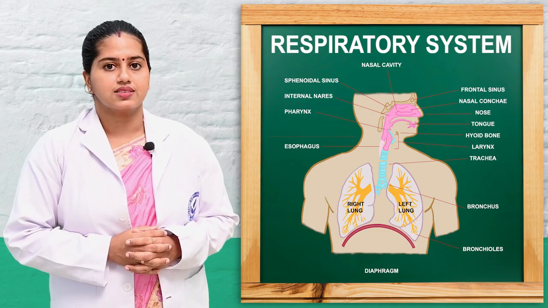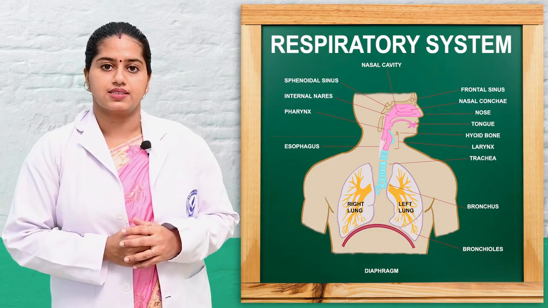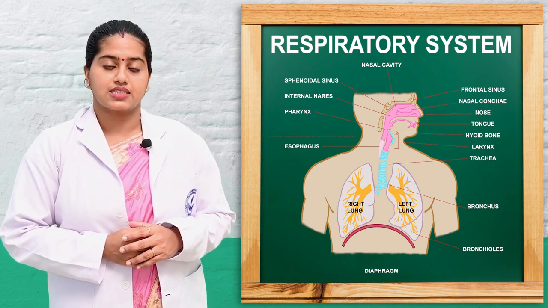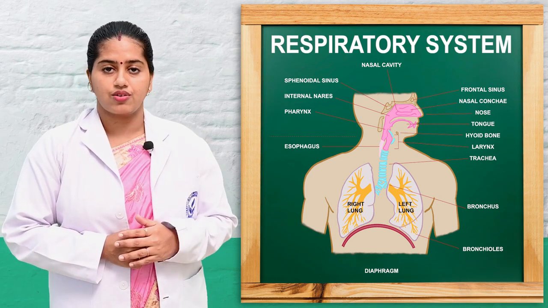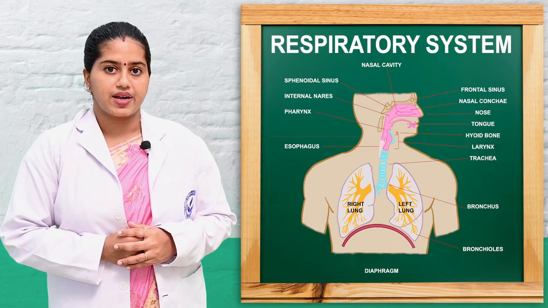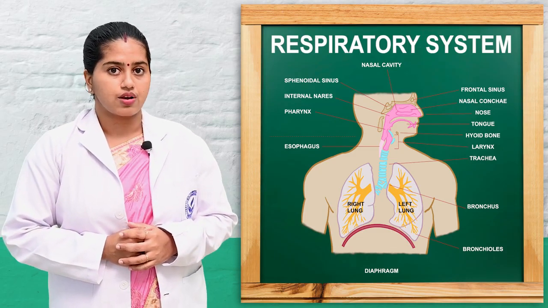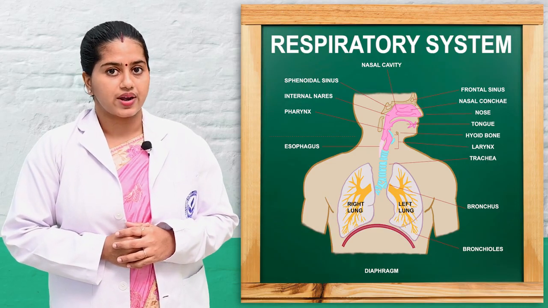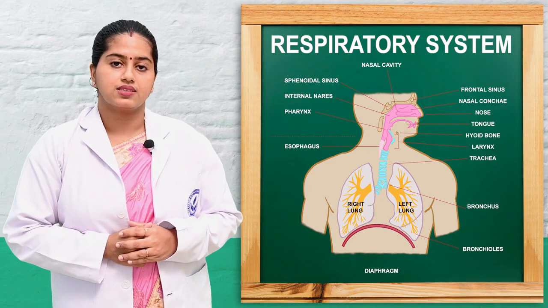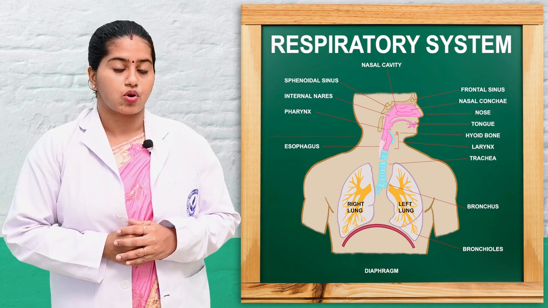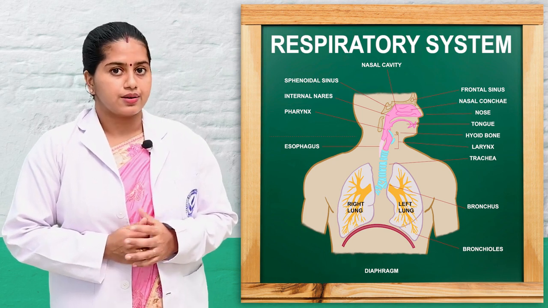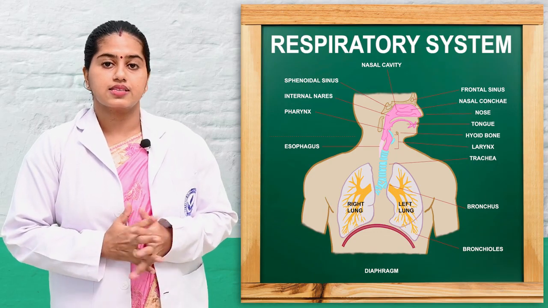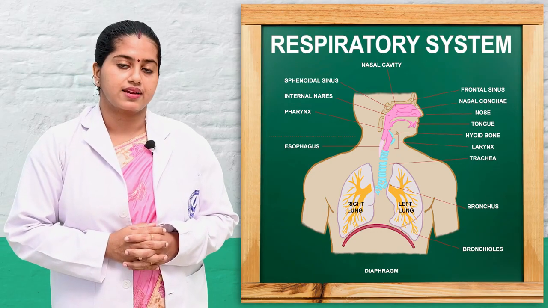The first function is exchange of gases, mainly oxygen and carbon dioxide. The second one is respiration, that is inhalation of oxygen and exhalation of carbon dioxide. The third one is olfaction, smell. The fourth one is sound production. The fifth one is protection of the respiratory tract. These are the main functions of the respiratory tract.